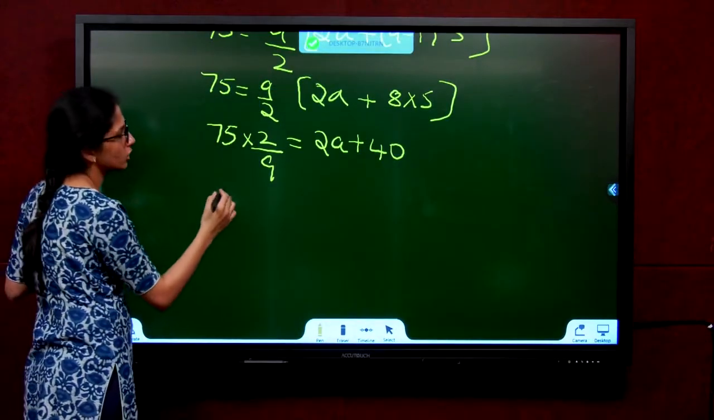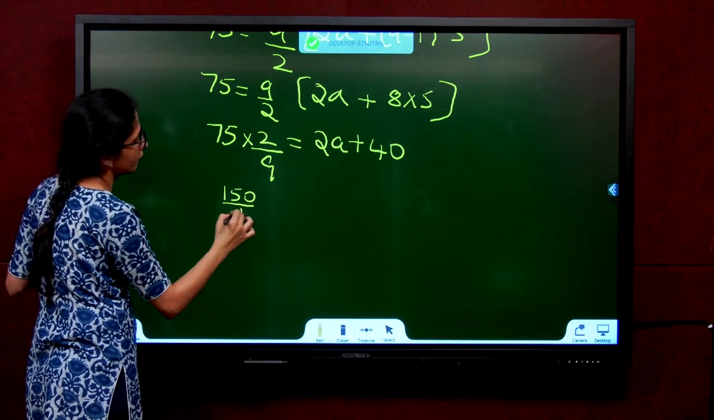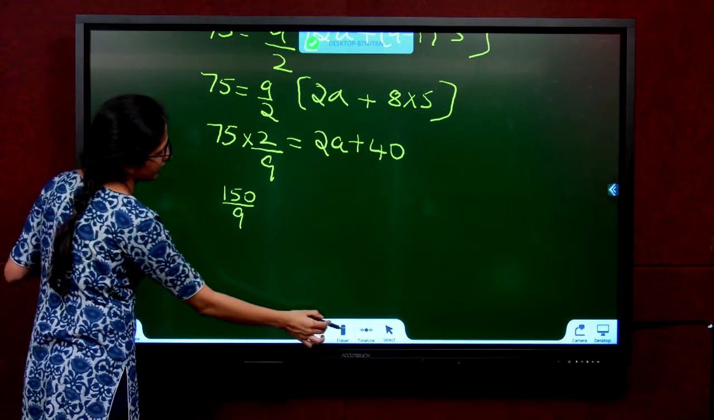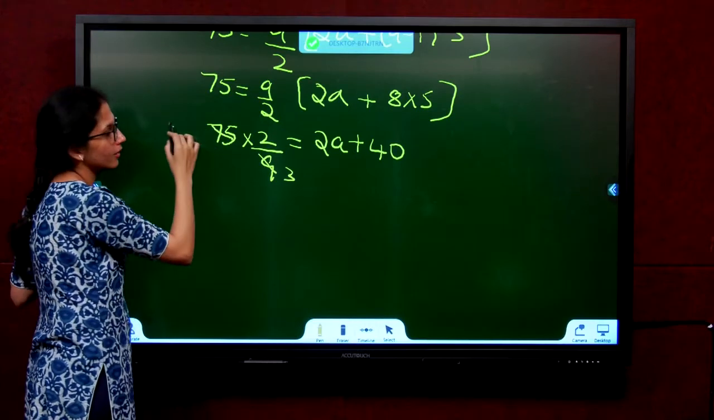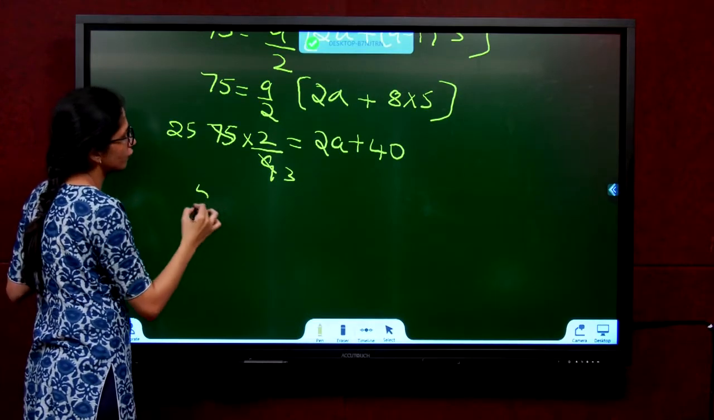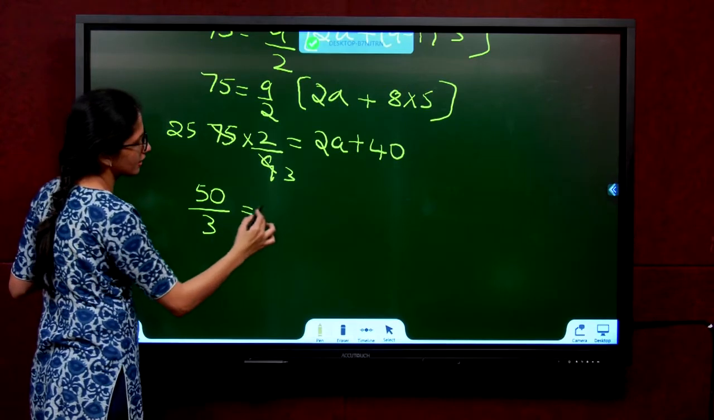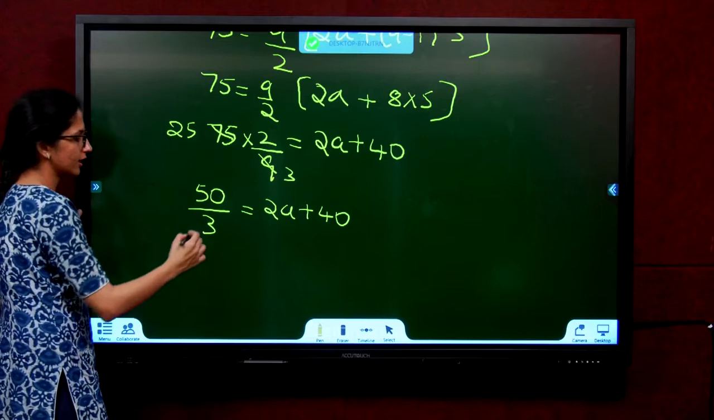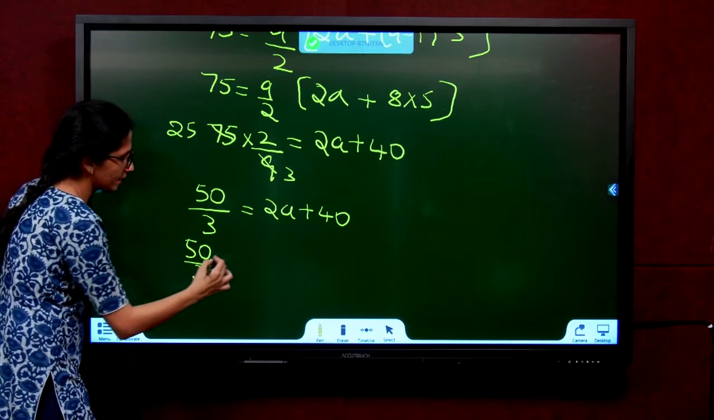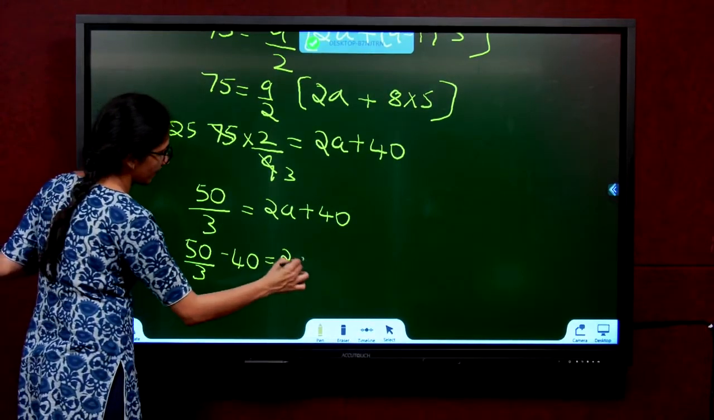75 into 2, how much? 150. 150 by 9. Or can we cancel here? 3 3s are 9. 3 25s are 25 into 2, 50. 50 by 3 is equal to 2a plus 40. Now what? 40 comes aside. 50 by 3 minus 40 is equal to 2a.